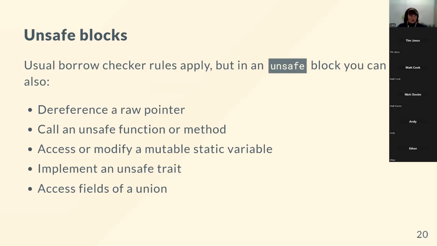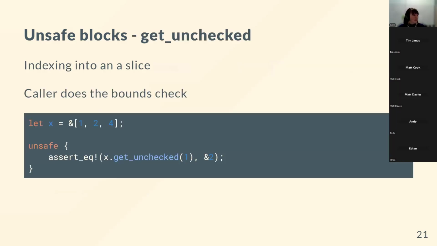But in an unsafe block, you can also do things like dereference a raw pointer, call an unsafe function or method, access or modify mutable static variables, so that's like a global, or implement an unsafe trait, or access fields of a union. That's like a C style union where you won't necessarily know what the type is that you've actually got. So you could essentially be doing a weird cast there.